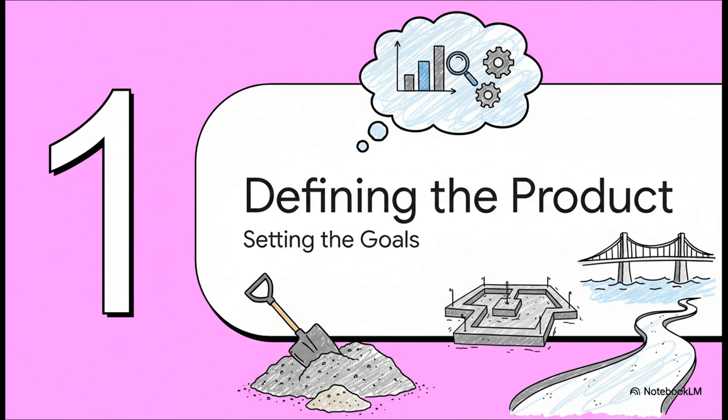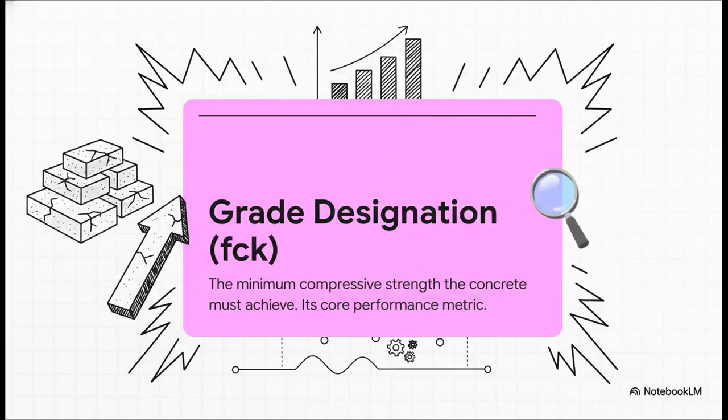The very first set of data points is all about defining the goals for the finished product. First up is what engineers call grade designation, or FCK. Honestly, you can just think of this as its strength reading. This number represents the absolute minimum force the concrete has to be able to withstand without crushing. It is, without a doubt, the most critical performance metric and the number one data point you have to nail down.